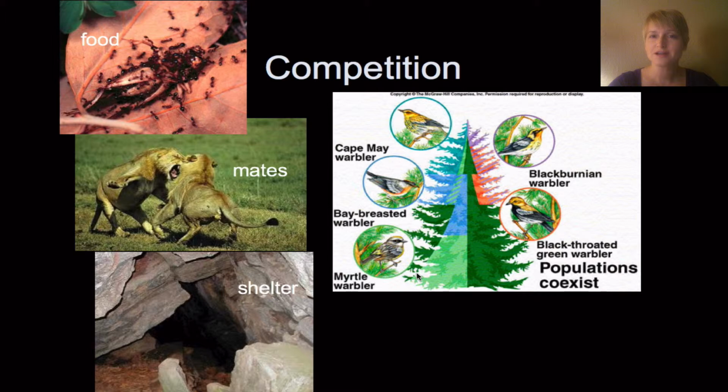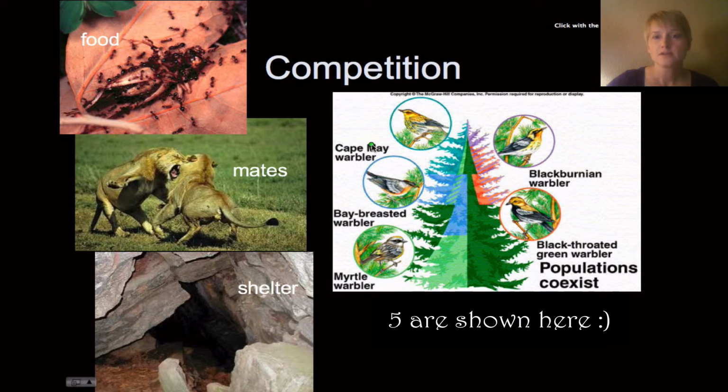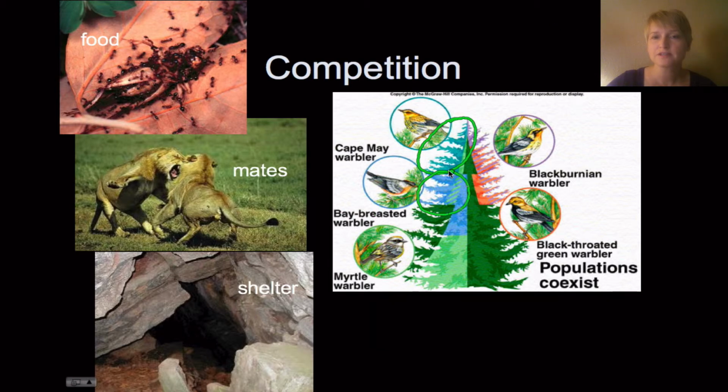So here's kind of the effects of competition. This shows this particular species of warbler, and there's actually 4 species shown here. So we have the Cape May warbler, and it lives in the tops of the trees. The bay-breasted warbler lives in the middle area of the trees, and the myrtle warbler lives more towards the bottom range to the middle. The black-throated green warbler lives in this middle area as well, and the Blackburnian warbler lives towards the top, okay?